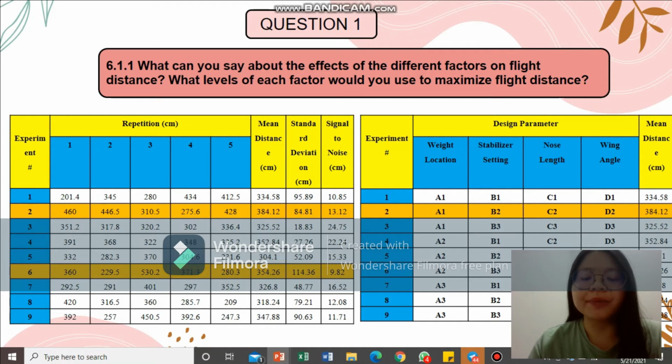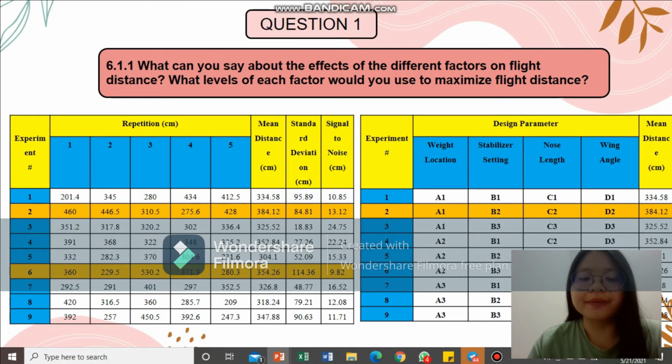According to the experiment that our group conducted, we found that paper airplanes having different weight, stabilizer setting, nose length and wing angle had different flight distances. We found that the paper airplane with a longer nose had a longer flight distance compared to the other paper airplanes.